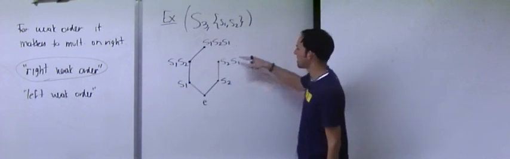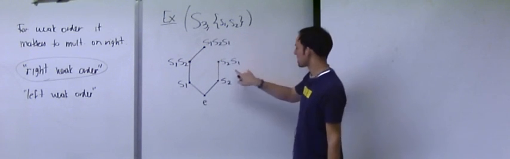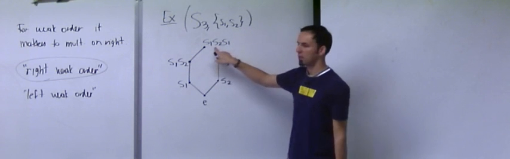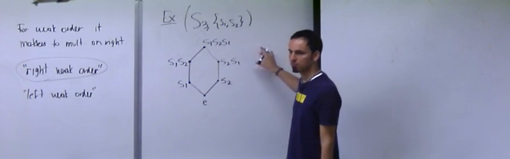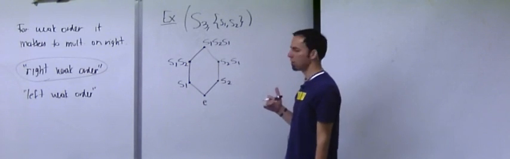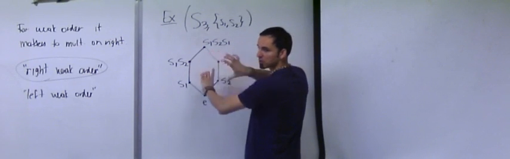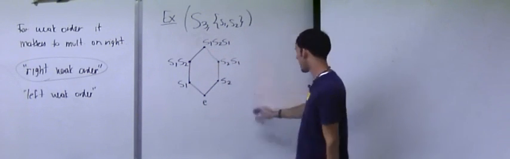And now is this less than this? It is, because if I multiply this guy by S2 on the right, I get this guy. And so this is the Bruhat order of S3. Okay. Now, what would the left weak order be? It would be the same thing, except that these two guys would be flipped. And so that shows you that these are different posets. Okay? This is the right weak order.